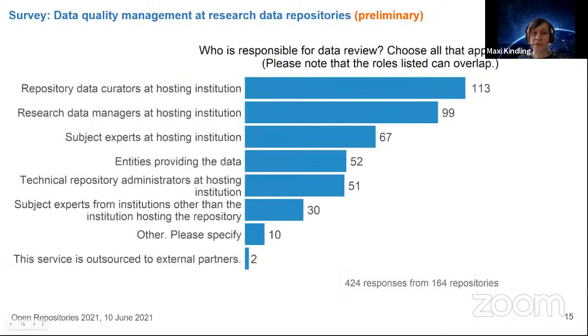One of the follow-up questions addressed the responsibility for data review. And here we can clearly see that for the 164 repositories conducting data review, mainly repository staff and subject experts at the hosting institution of the repositories are concerned with data review. 30 repositories indicated that subject experts from external institutions are engaged in data review. Of course, the survey includes much more questions on data review that will be analyzed soon.